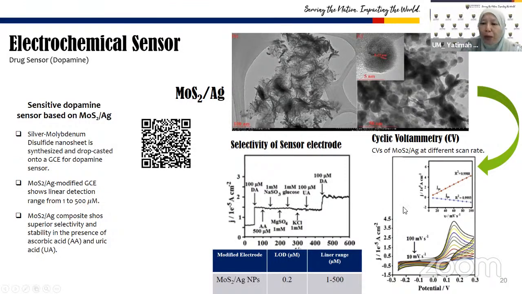So what came up from here when we do amperometry, we can see that this modified electrode consisting of molybdenum disulfide and silver nanoparticles can actually detect at 0.2 micromolar. It means the lowest concentration they can go to is 0.2 micromolar.